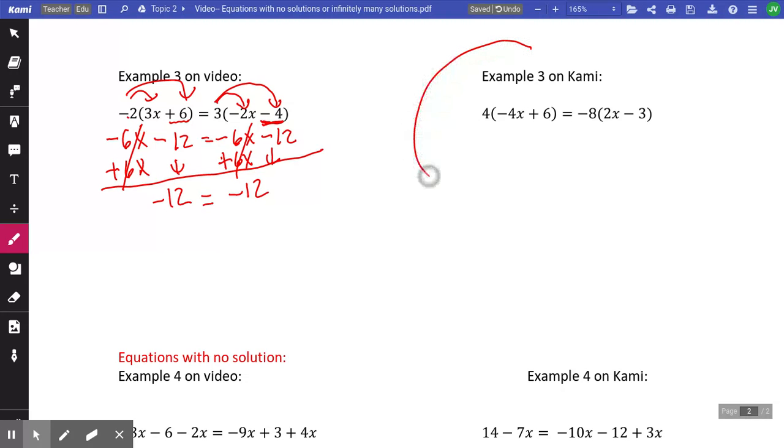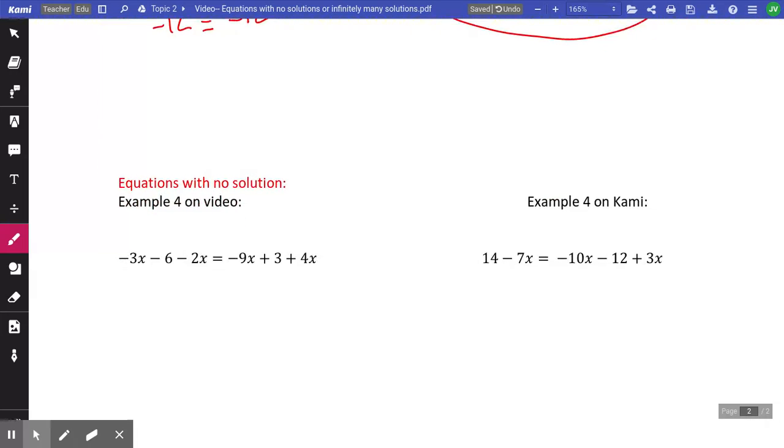Now go back to the document, pause the video, and finish example 3 on Kami, come back and enter that answer in the PlayPosit video for grading.